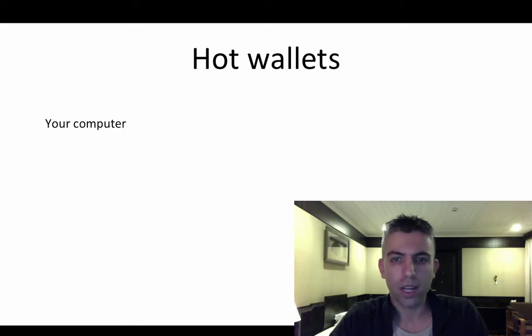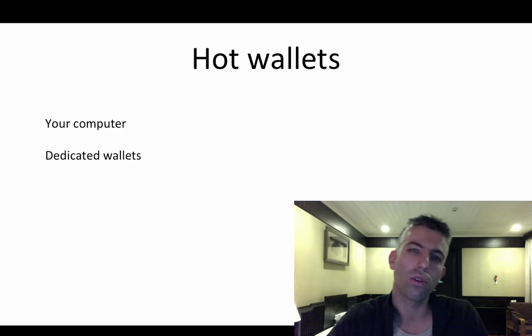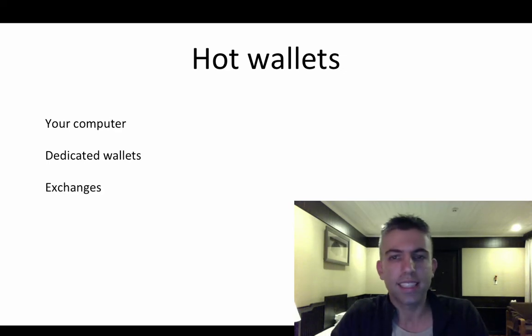Hot wallets, as we talked about, could be your computer if it's connected to the internet. It could be dedicated wallets. You can find a lot of wallets online that offer you a service to keep your Bitcoins. Most of these services keep around 20% of the Bitcoins that people store in them in hot wallets. This is mainly for reasons of liquidity. If you want to withdraw your Bitcoins at once, they will allow you to do that, and they don't need to go to their cold storage and get out the Bitcoins. Exchanges like Mt. Gox and BTC China also keep around 20% of their funds in hot wallets, so you'll be able to withdraw them quickly. This makes them vulnerable to attacks, of course.